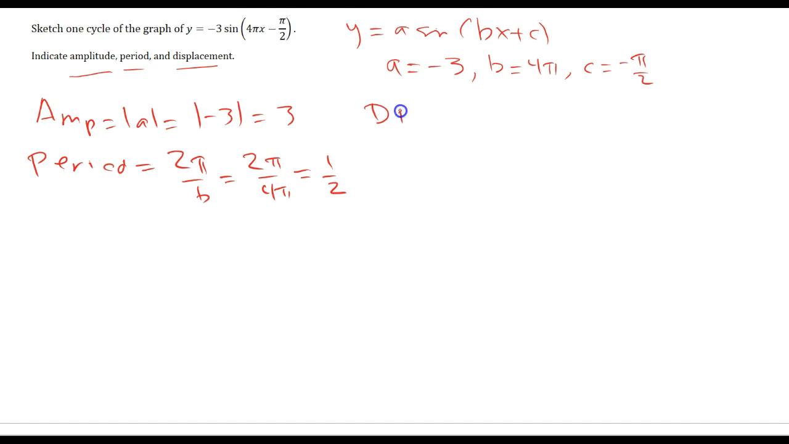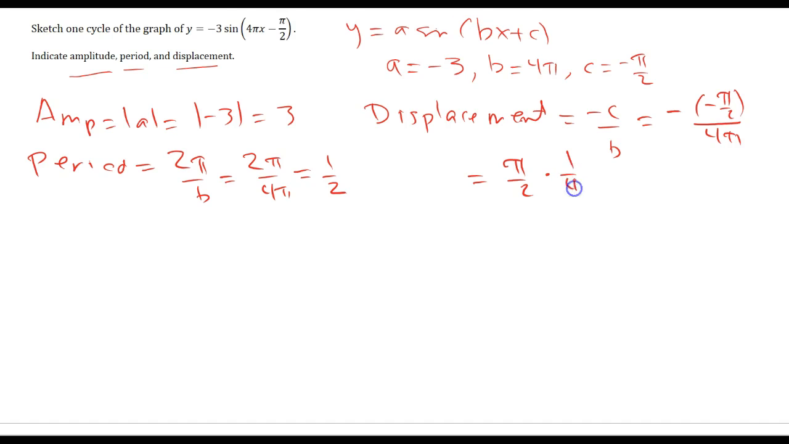And the displacement, which is really our starting point, is simply negative c over b. And c is a negative pi over 2, and b is 4 pi. We can cancel the pi's, but basically we got pi over 2 times 1 over 4 pi. Pi's cancel, we get 1 over 8. So that's our displacement. That really is where the graph begins.